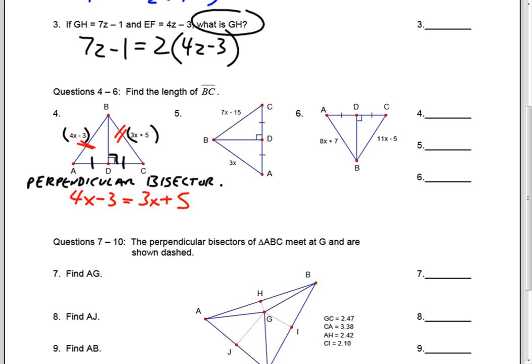That would be my equation. Be careful. Know what the problem's asking for. You got to go back and figure out the length of BC in each of these. Well, number 5 to me looks exactly like number 4, only it's turned on its side. So if I'm seeing the perpendicular bisector, I know that these two sides are equal. I'm setting up that equation.